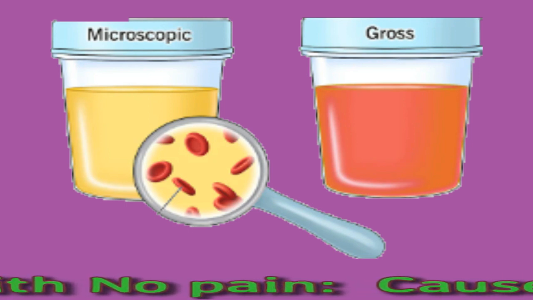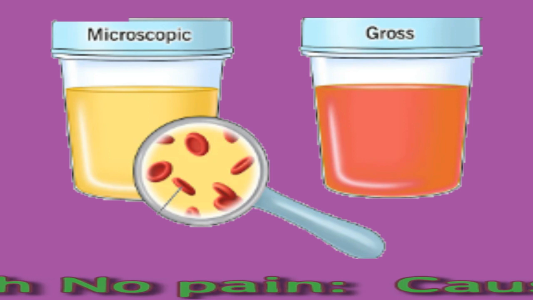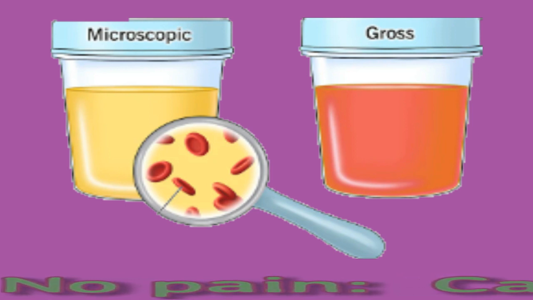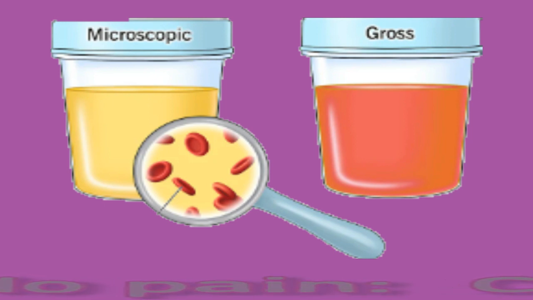There are several conditions and causes that can lead to blood in urine. This video covers the main causes of visible blood in the urine without pain and when to contact a healthcare professional.